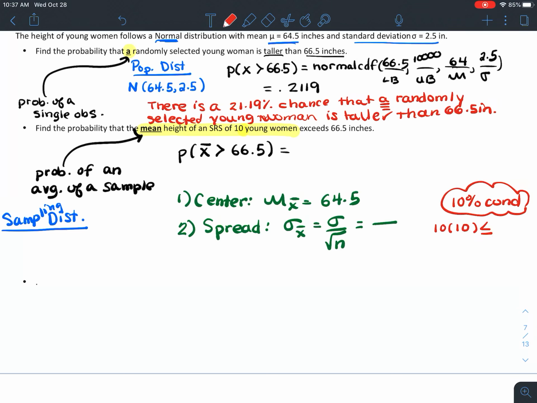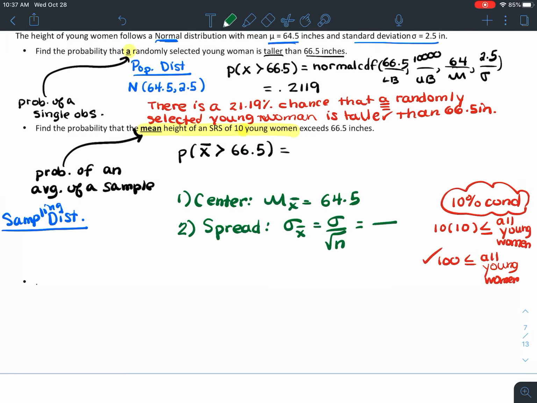So I need to show that 10 times my sample size would be less than or equal to all young women. That's what my population is, all young women. And certainly 100 young ladies would be less than or equal to all the young women that exist. So I'm going to check off that that is met. Then we're going to go back.